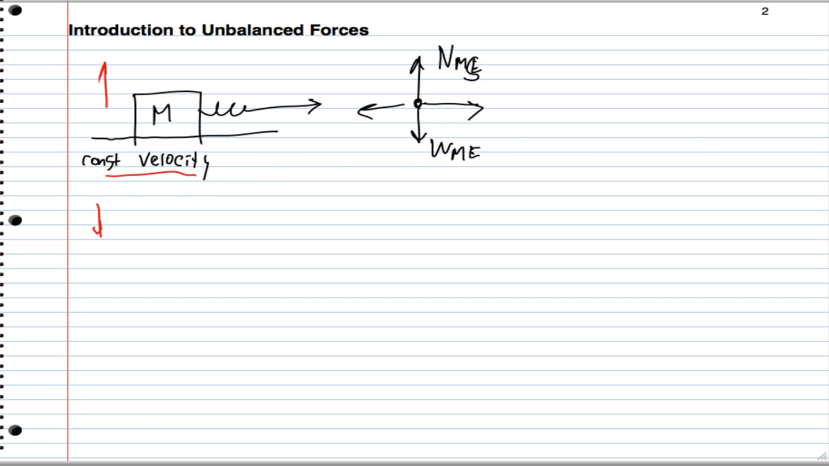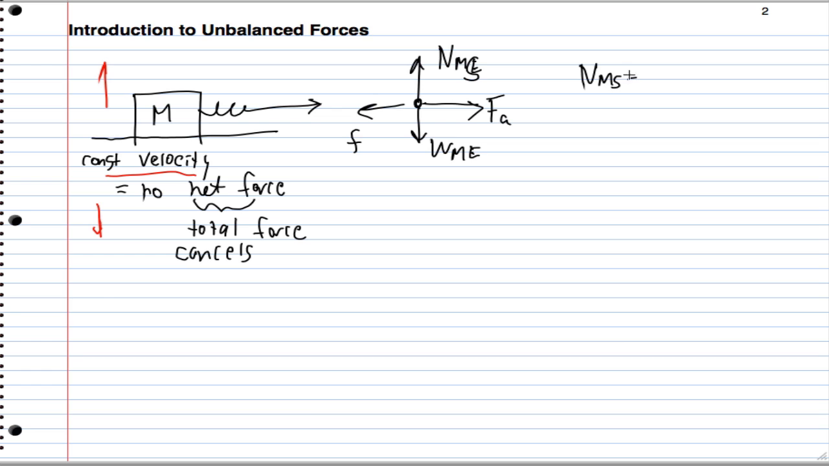What we were able to say is, well, when things are moving at constant velocity, no net force acts. And of course, net force means the total force from everything, and that means in this case it cancels. So we had the spring force, or this applied force, and we had the friction force. So what we had was two situations. We had the vertical forces canceling, and we had the horizontal forces canceling.